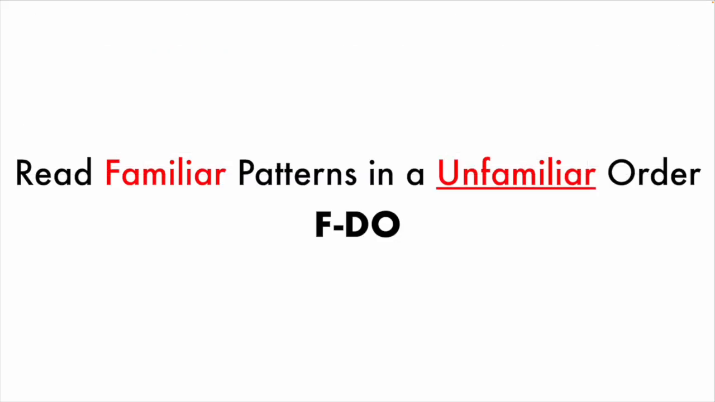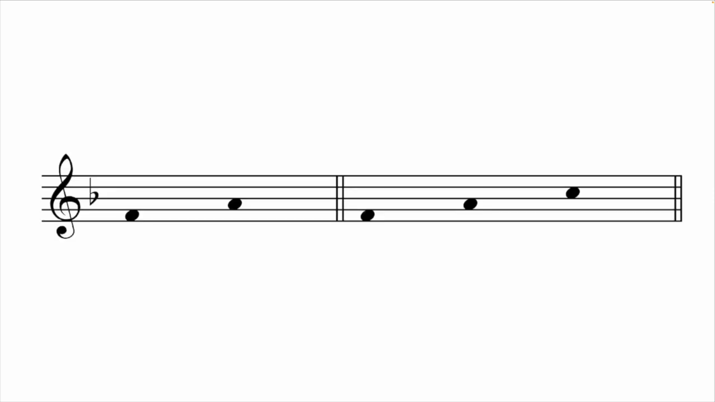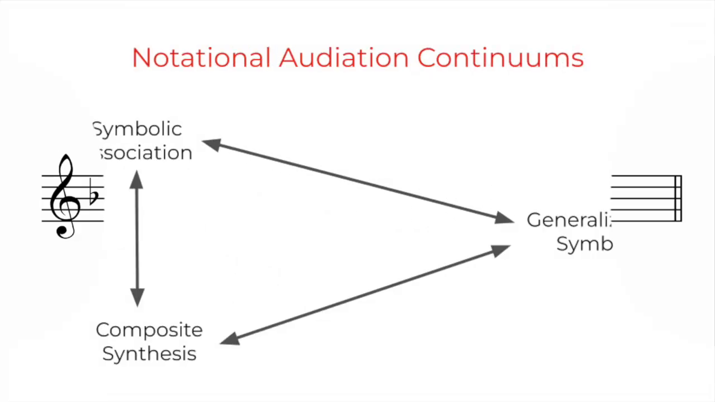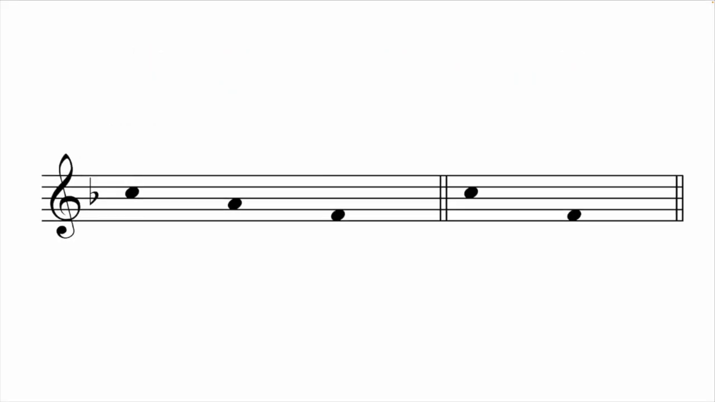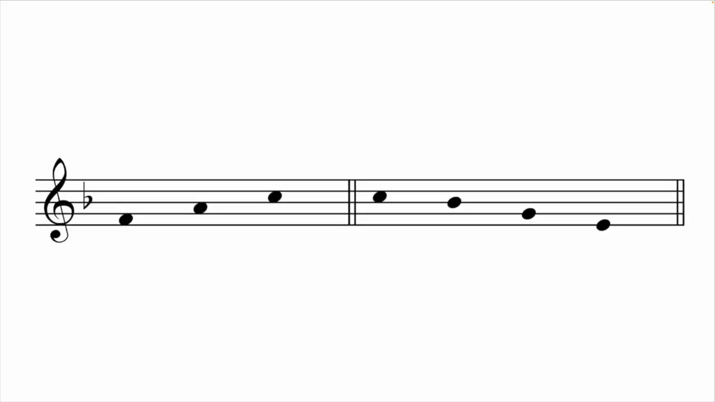Then students read these same familiar patterns in unfamiliar order. Look at number 1, audiate, read it. Do, mi, so. So at this point, we're teetering on the edge between symbolic association and composite synthesis. The lines aren't so easily drawn. Audiate, read this one. So, mi, do, so, do.